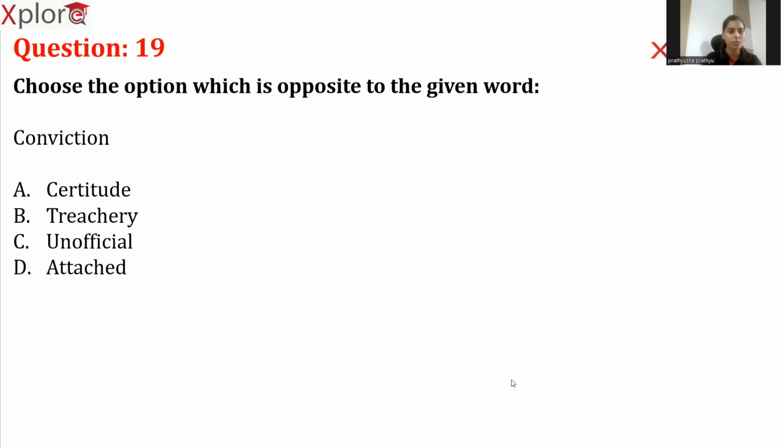So let me write the meanings of all the words here so that we can understand it clearly. Conviction meaning a strong belief. Next, certitude meaning being certain about something. Next, treachery meaning it is an act of bringing harm to someone.